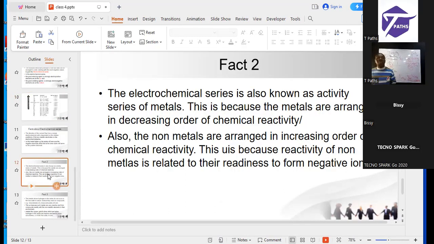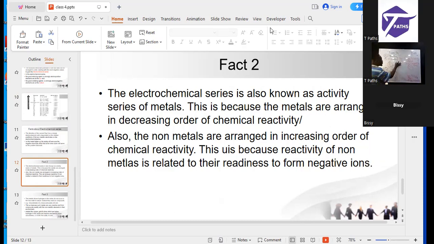Also, the non-metals are arranged in increasing order of reactivity. That means non-metals found at the bottom are very, very reactive in nature. That is one thing you must always note about the electrochemical series. The non-metals are arranged in increasing order of chemical reactivity, and this is because the reactivity of a non-metal is related to its readiness to form negative ions.